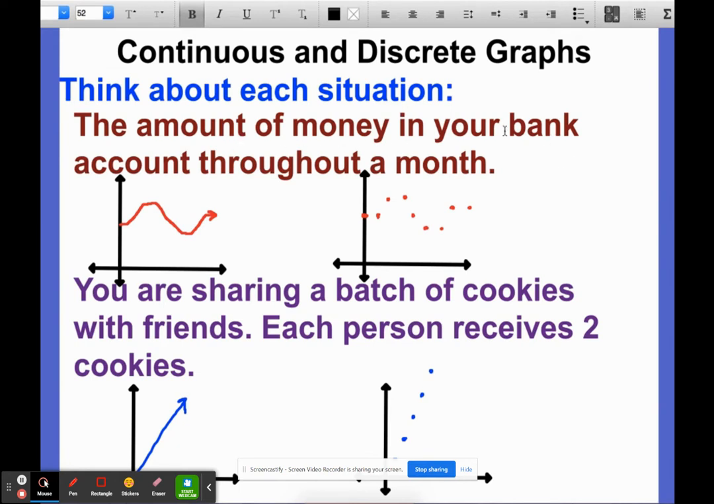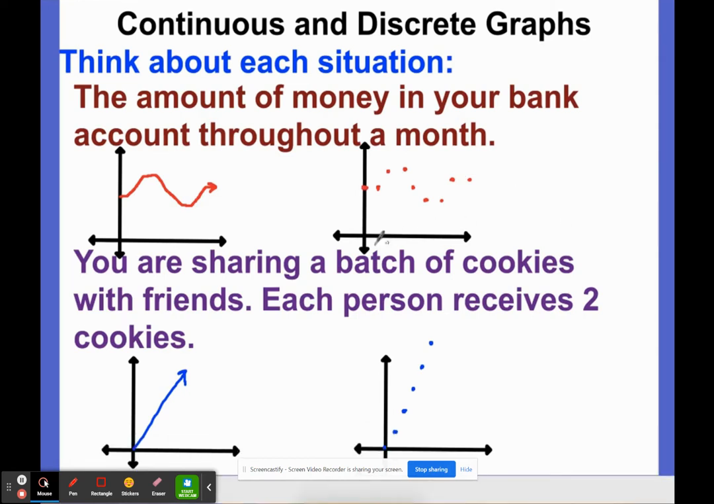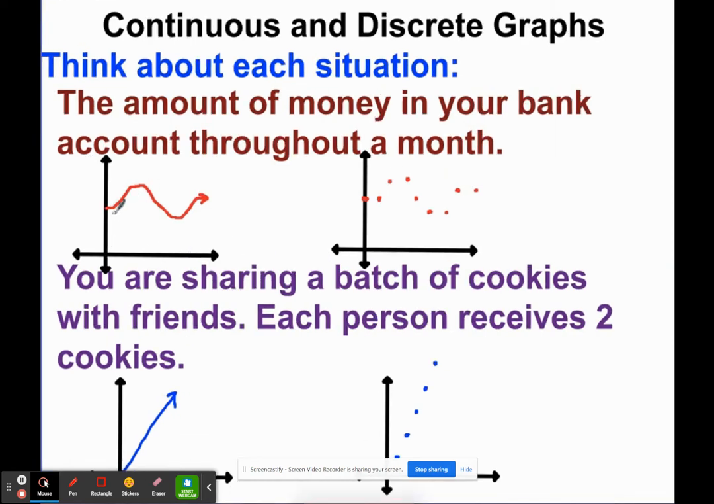So let's look at each situation here. The first one says the amount of money in your bank account throughout a month. So the first graph here, this would be a continuous graph, and this would be a discrete graph where there's only certain points. So if I'm thinking about the amount of money in your bank account throughout a month, is there constantly money in there, being in there, taken out, put in, or is there only certain points where there's money in there?